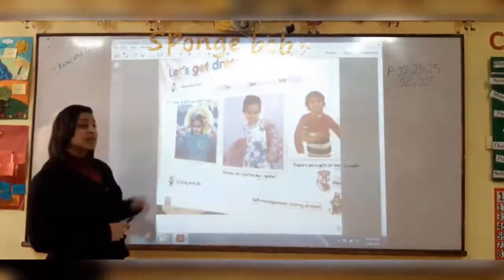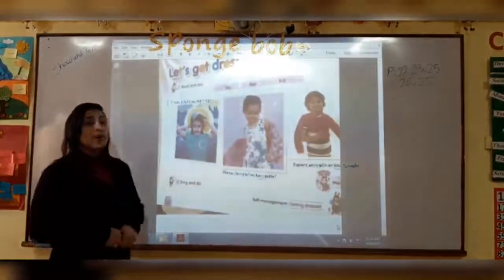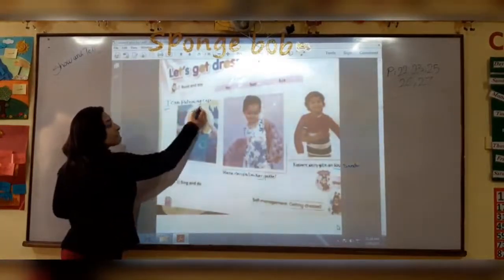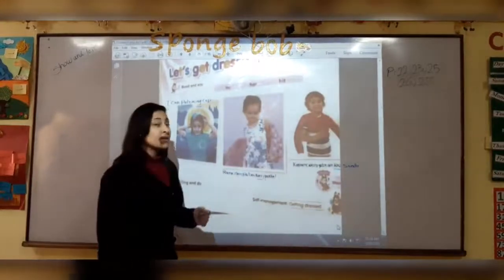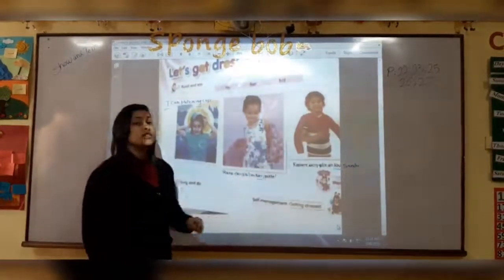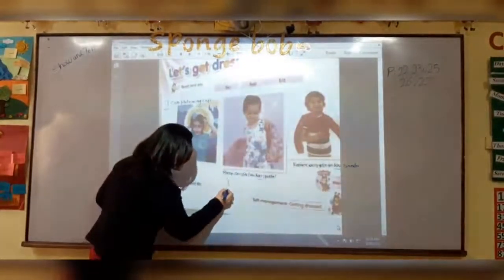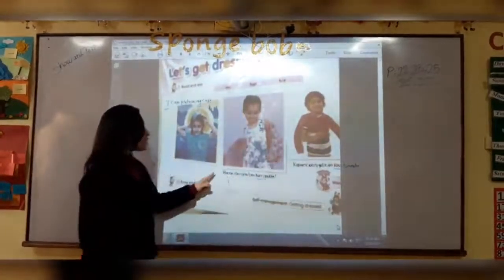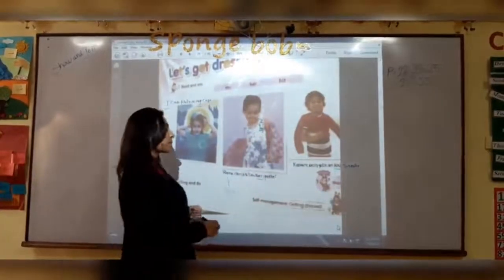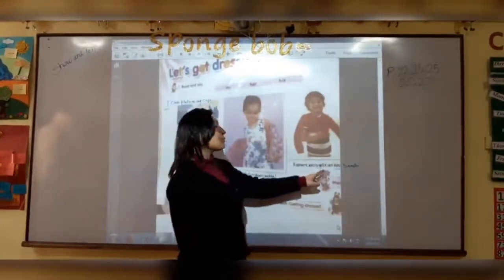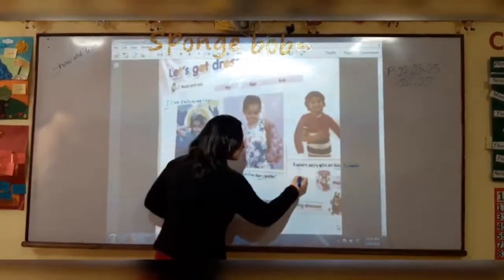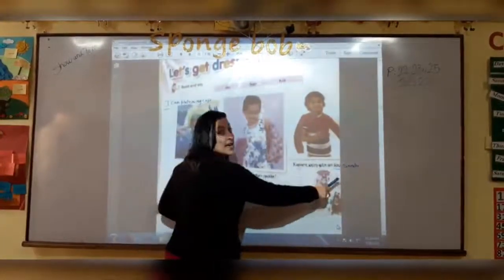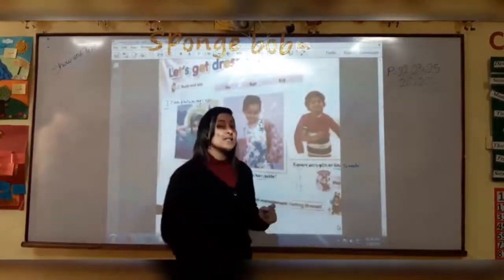Okay, Kg1. In the first picture, I can put on my cap. I, my. Okay? In the second picture, Rana can put on her jacket. Rana is she, so I use her. She, her. In the third picture, Karim can put on his sweater. Karim is he, so I use his. He, his.